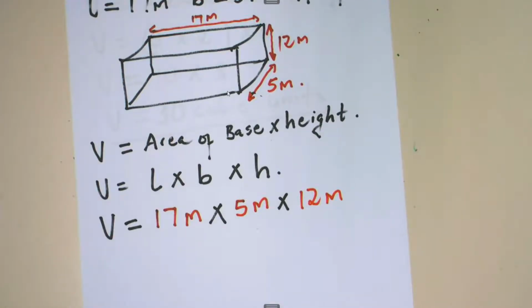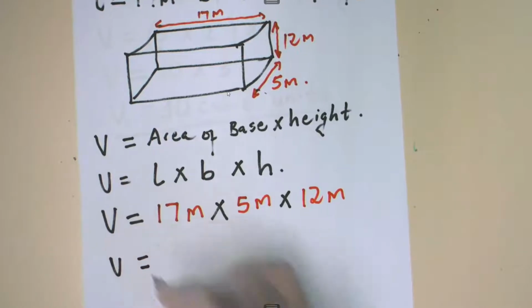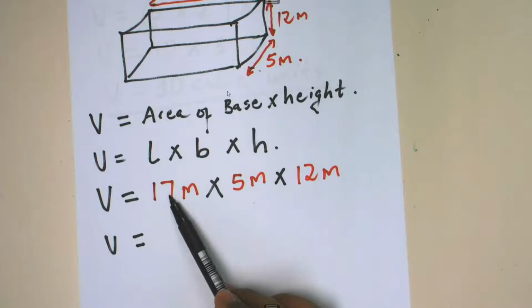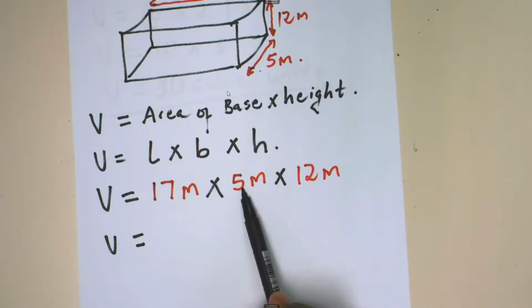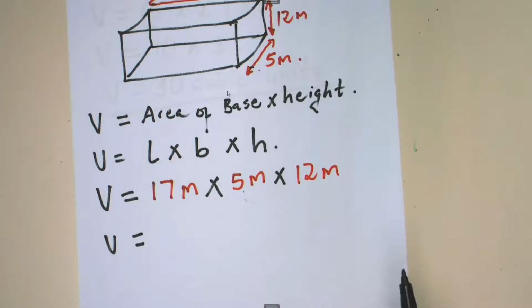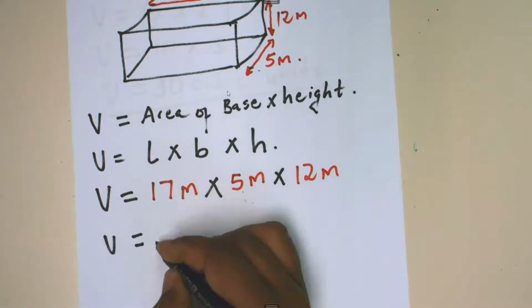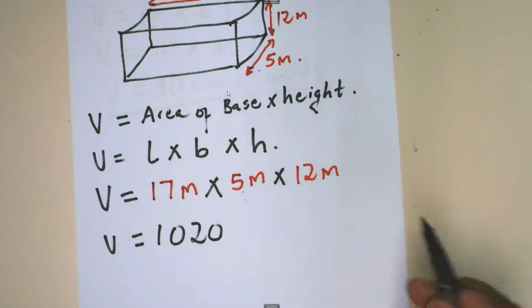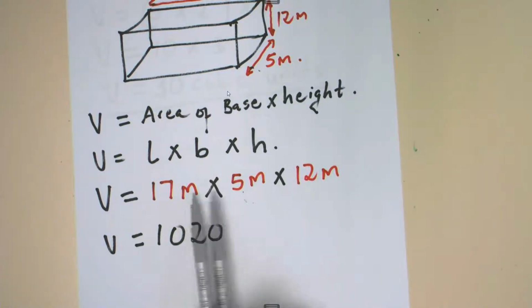Now let's check how we are going to do this. The volume would be a simple calculation now. It will be 17 multiplied by 5. What is 17 times 5? I think it's 85. Now 85 multiplied by 12. 85 times 12, that will be 1020.